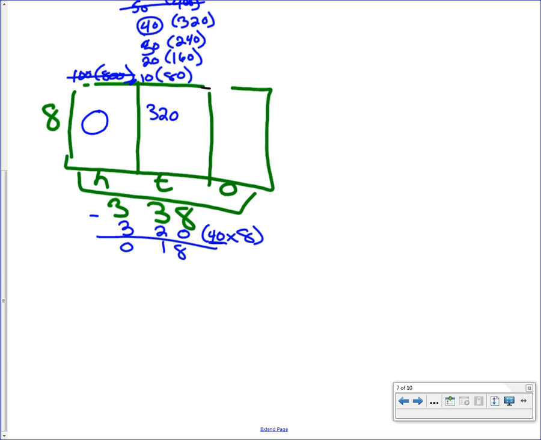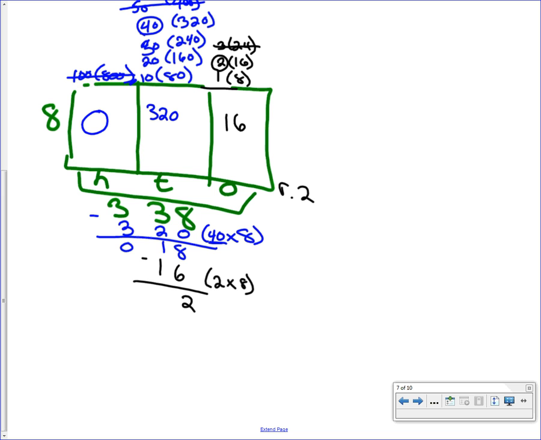If I gave each one 1, that'd be 8. Each of those groups 2, that'd be 16. If I gave each of them 3, that would be 3 times 8 is 24. I don't have 24, I only have 18. So I have to give each of them 2, which means there's going to be 16 there. If I subtract, I have 2. That's going to be my remainder. And that 16 is from doing 2 times 8.